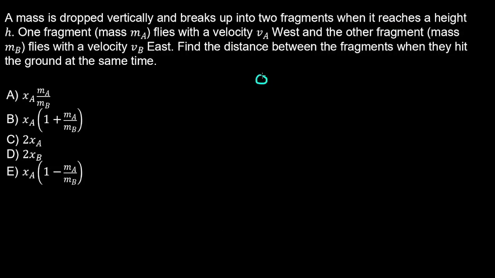A mass is dropped vertically and breaks up into two fragments when it reaches a height h. Now one fragment with a mass ma flies with a velocity of va directed west, and the other fragment flies east at vb, which is a different velocity. Now find the distance between the fragments when they hit the ground at the same time.